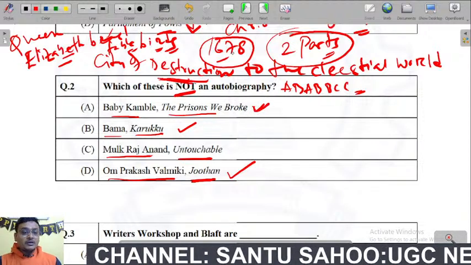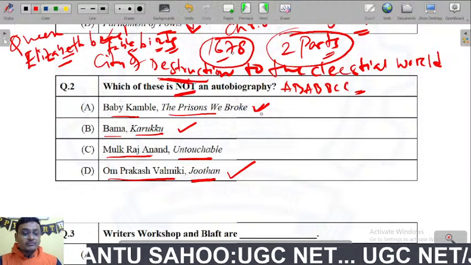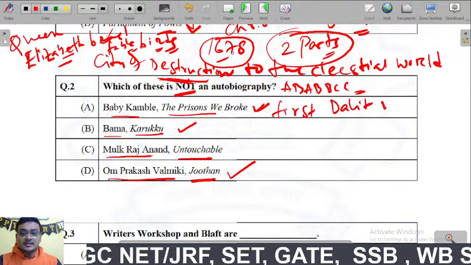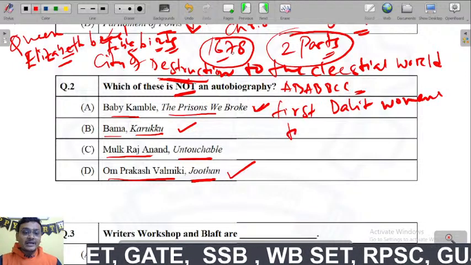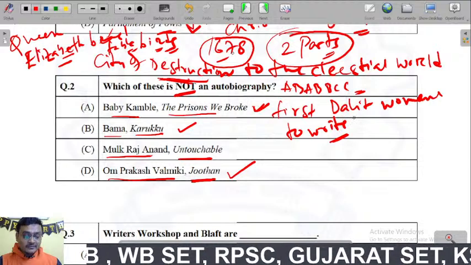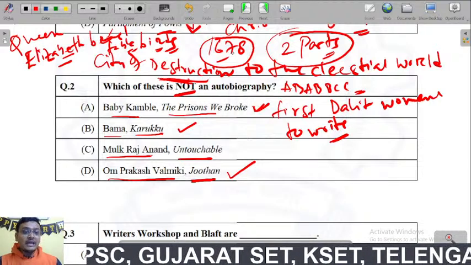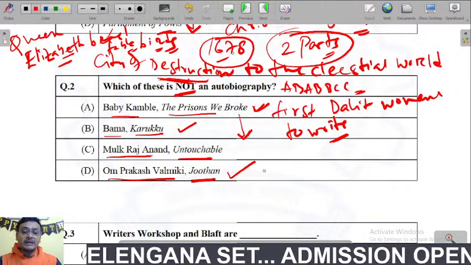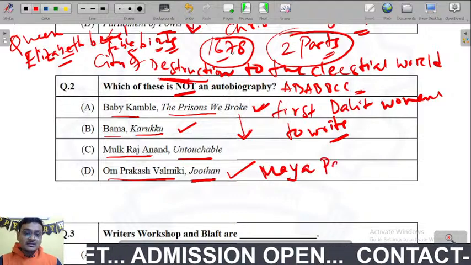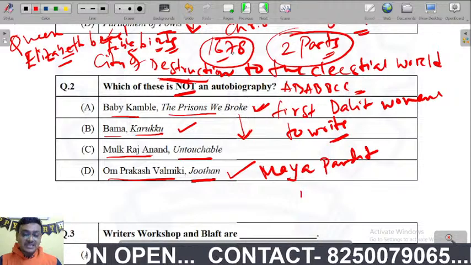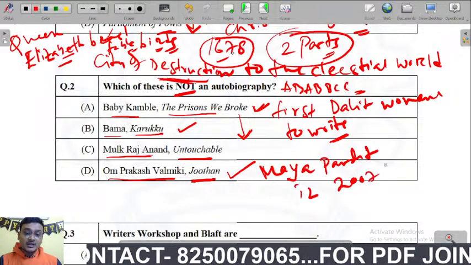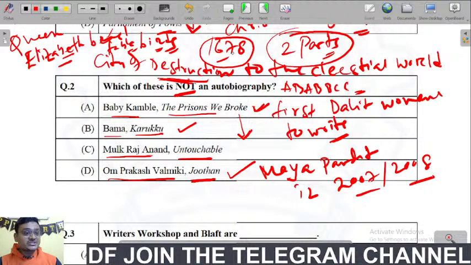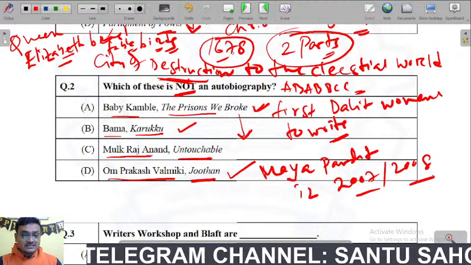Baby Kamble was the first Dalit woman to write an autobiography. But you need to remember that first Dalit woman to write an autobiography in Dalit literature. So this is The Prisons We Broke, and this work was translated into English by Maya Pandit. I think in 2007 or 2008, probably, Maya Pandit translated this work into English and made it available for all the readers.